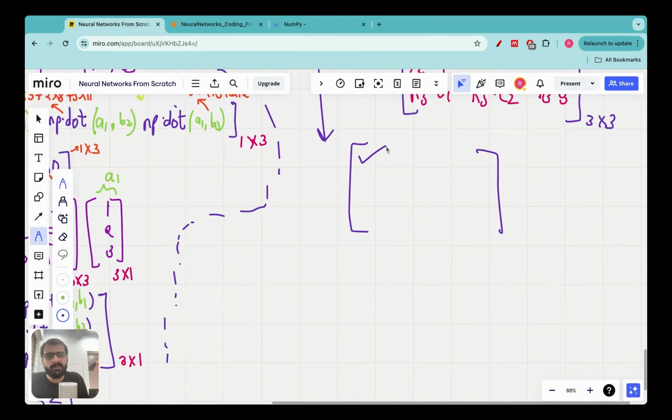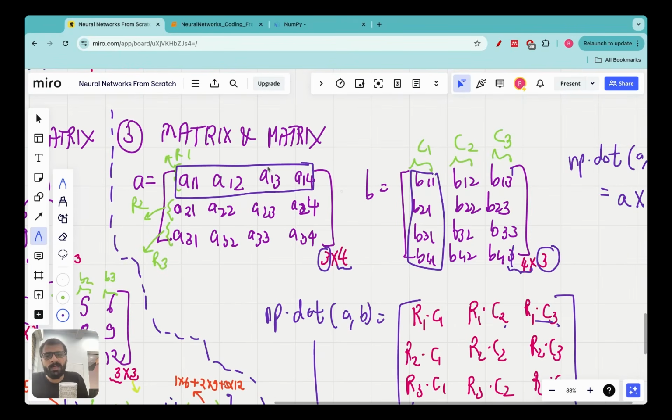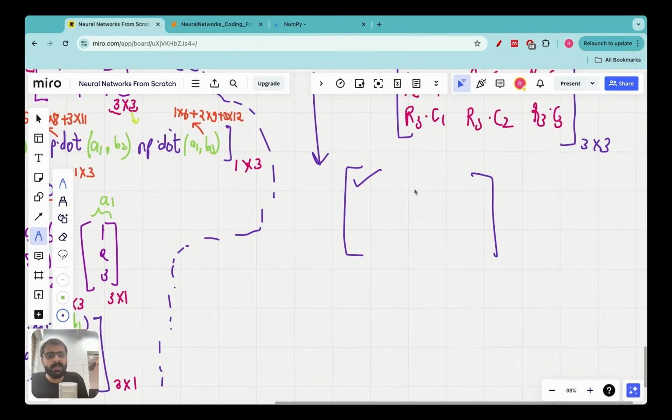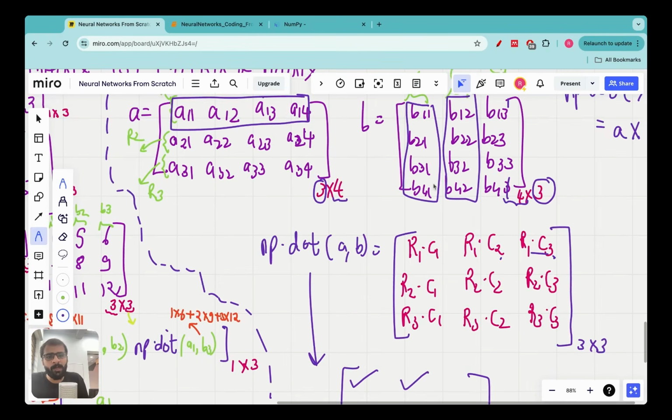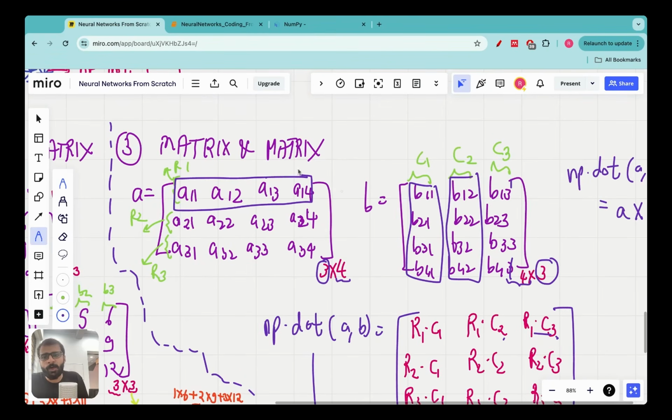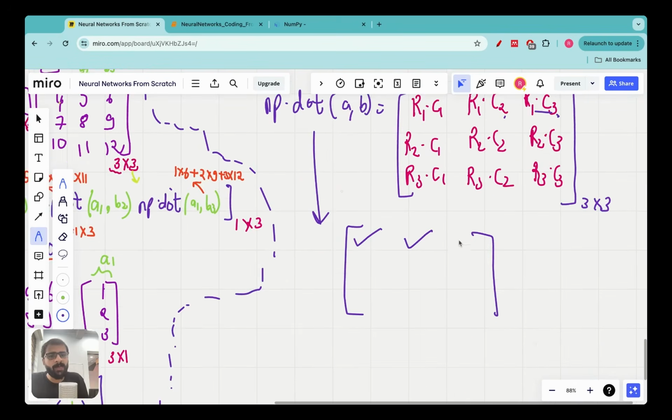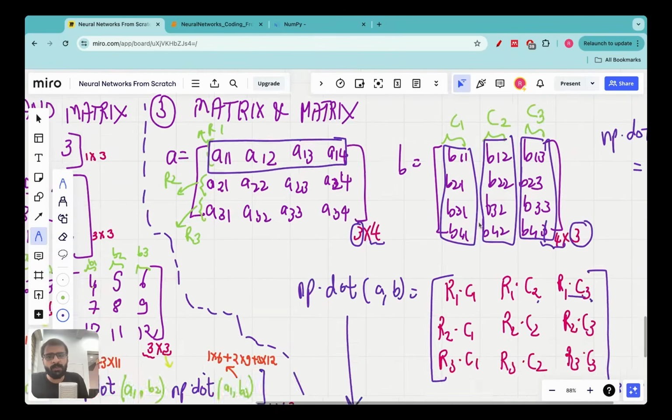That will give you the first element of the first row. Then take the dot product of this row with the second column. This will give you the second element of the first row. Then take the dot product of this with the third column. That will give you the third element in the first row.